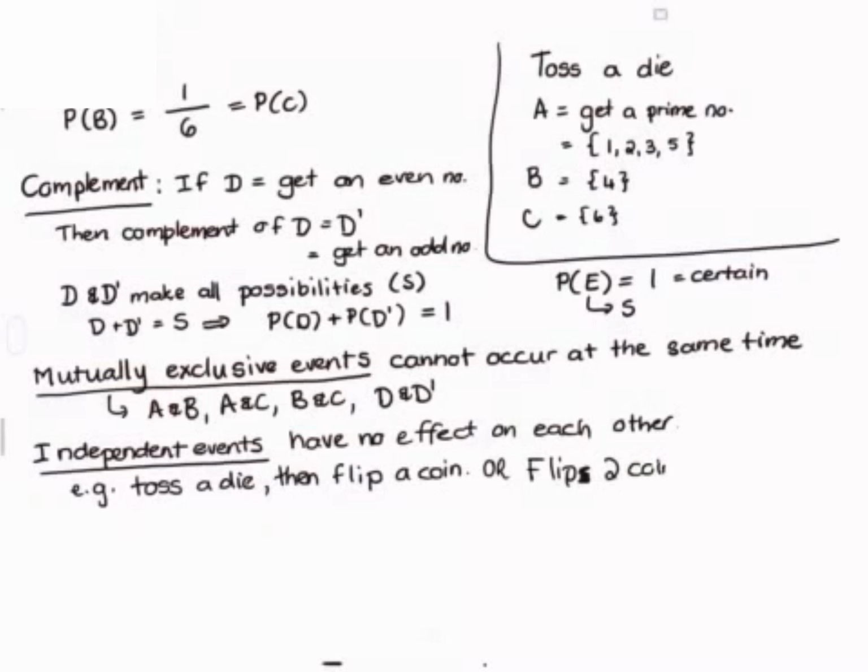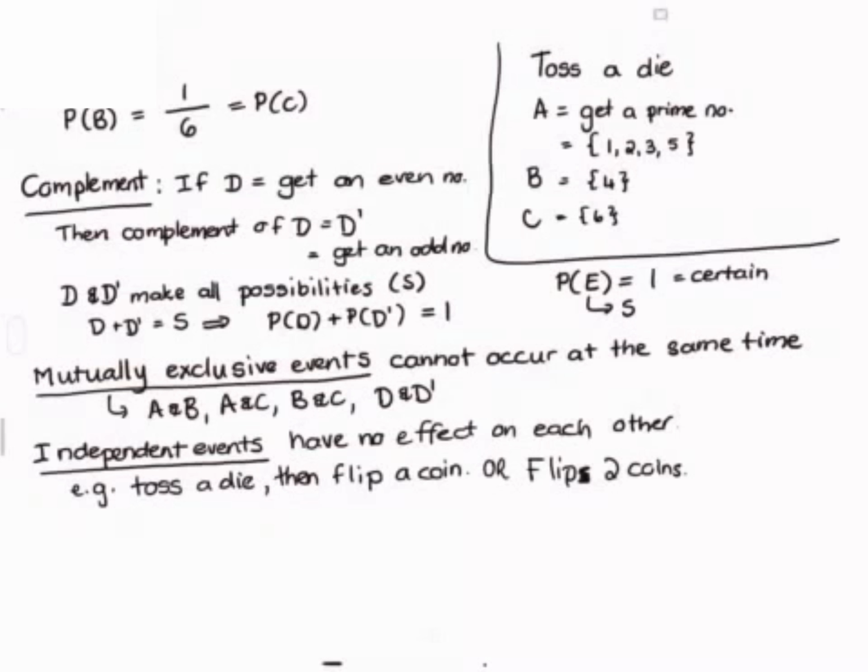Even if I set my two events of flip 2 coins. If I flip a coin, I can get head or tails. If I flip the second coin, I can still get head or tails. So the second action is not dependent on the first action.